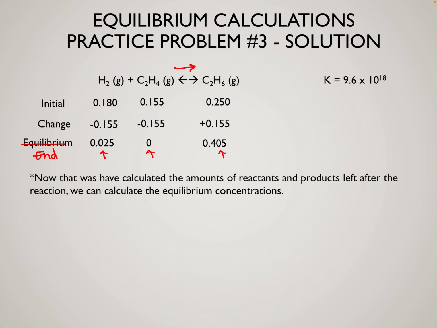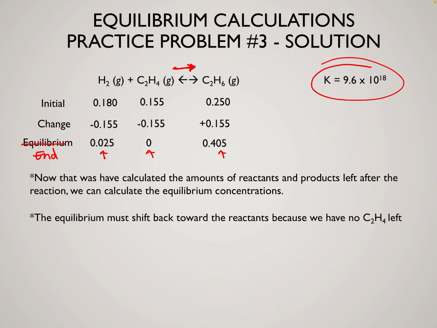It went to the right as far as it could, because like I said, K is really, really, really big. So our reaction is going to go mostly to completion. It's going to make mostly products and have only a very small amount of reactants left. But now that we've calculated the reactants and products left after the reaction, now we can deal with the equilibrium concentrations. So the equilibrium is going to shift back toward the reactants. So the equilibrium will go this way. And I know you might think that's weird. You're like, well, but we just spent this whole time making the reaction go toward the products, right? You just said K is really, really big, so it makes a lot of products.